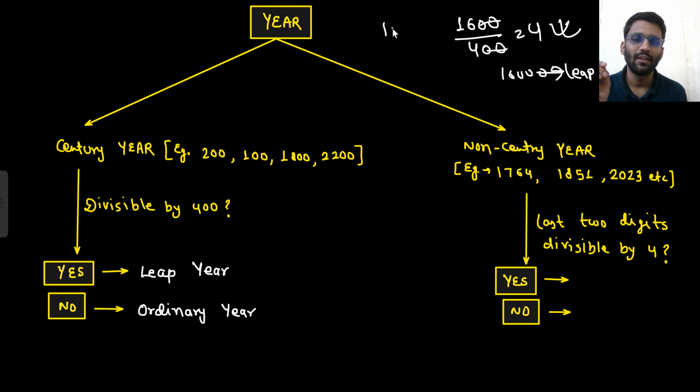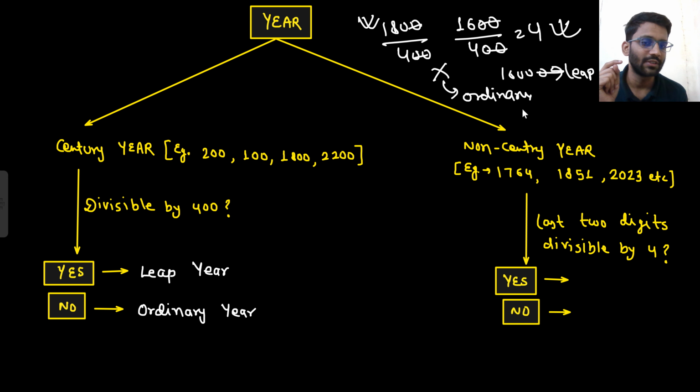Let's take another example. 1800. Is it divisible by 100? That means, is it a century year? Yeah, it is a century year. Is it divisible by 400? No, it is not divisible by 400. So that means it is an ordinary year. Understood this concept?